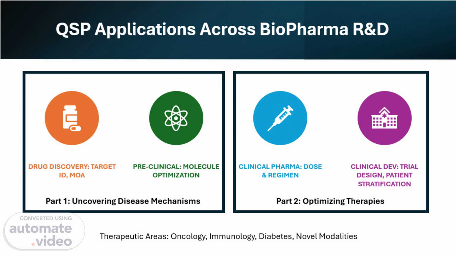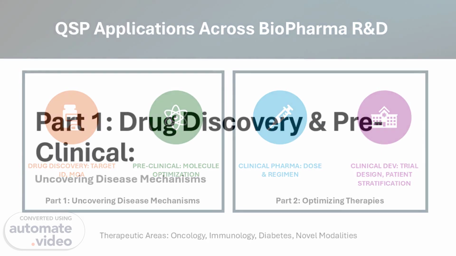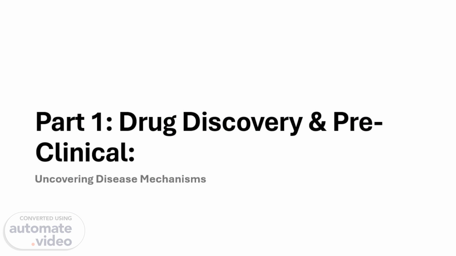This presentation is divided into 2 parts. Part 1 will explore uncovering disease mechanisms, focusing on drug discovery and preclinical applications across therapeutic areas like oncology, immunology, diabetes, and novel modalities. Part 2 will then delve into optimizing therapies, covering clinical pharmacology and development. Let's begin with Part 1, where we leverage modeling to uncover the intricate mechanisms of diseases, which is crucial for early-stage drug discovery and preclinical development.